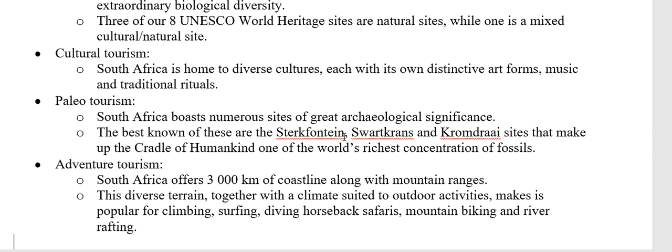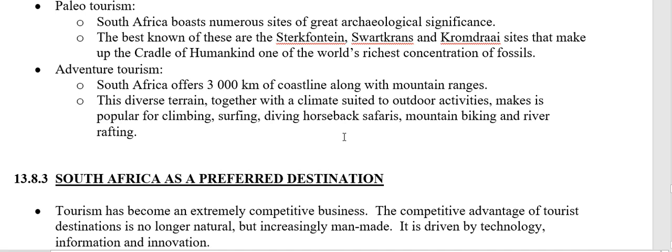Obviously, we have that for them in South Africa. All right, and then in terms of adventure tourism, we have more than 3,000 kilometers of coastline along with mountain ranges. Now, we said people come to see the beaches. We've got 3,000 kilometers of beaches that people can come and see. We're a very mountainous country. There's lots of mountains in many different places in our country, not just Table Mountain. We've got a wide variety of different mountains where people can come and see.